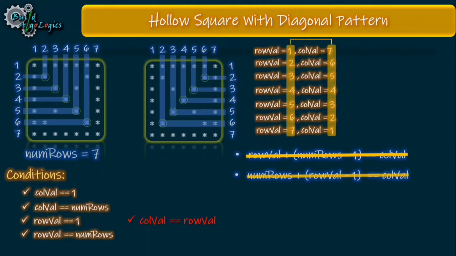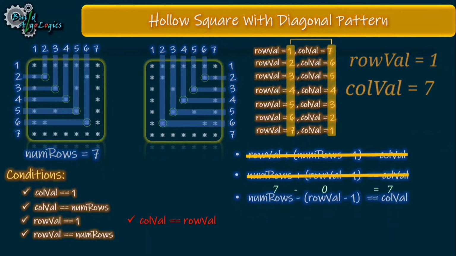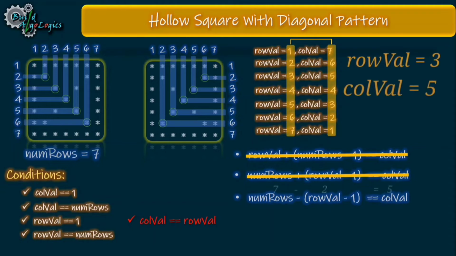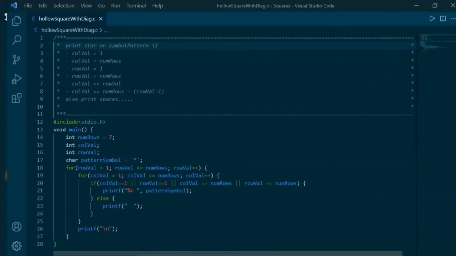In this way, let's dry run it. For row val 1, col val is 7, it's fine. And for row val 2, col val is 6, and this is what we want here. And again for row val 3, col val is 5, and so on. It means we found our second condition by using this relation between them. So now we can say that this is our second and last condition. Here I just swapped these parts to make this more readable. Now let's give it a try.